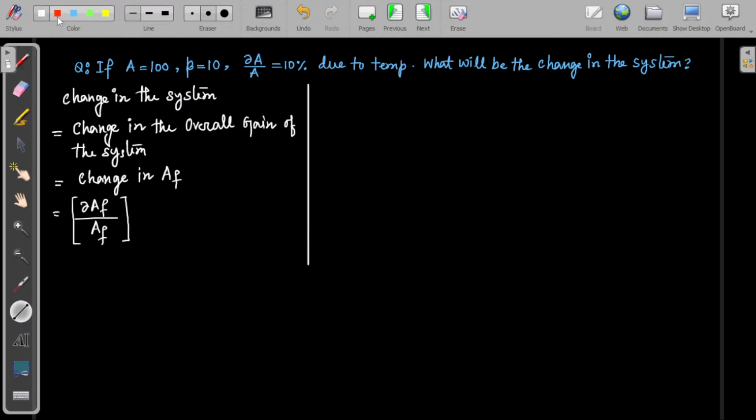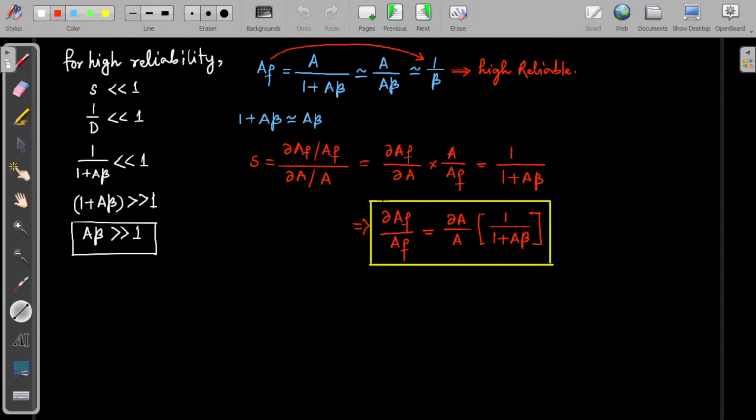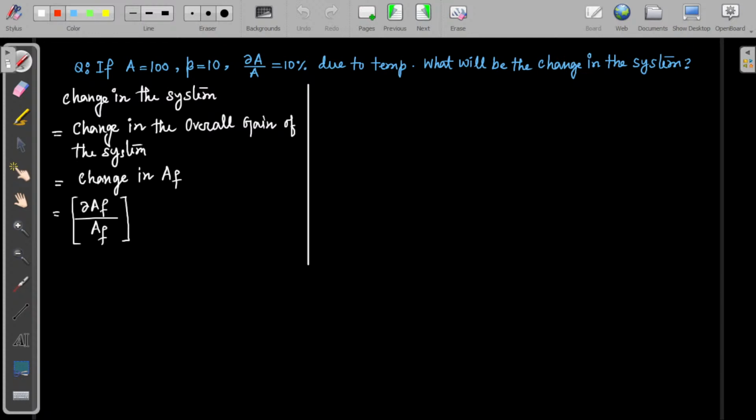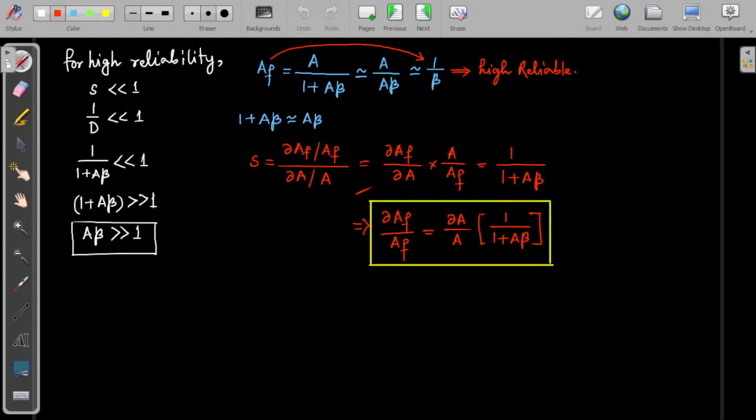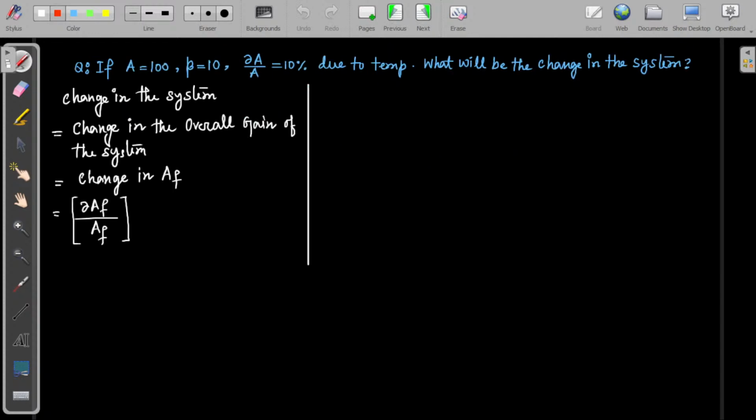So now let us do the question. If I do this question, from this equation we can find the value of del AF divided by AF is equal to del A divided by A, 1 by 1 plus A beta. So if I use this equation, what was the equation? Let us write this equation.